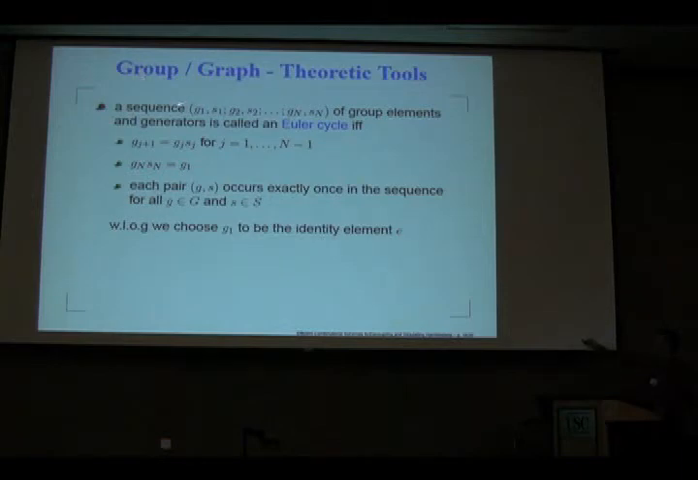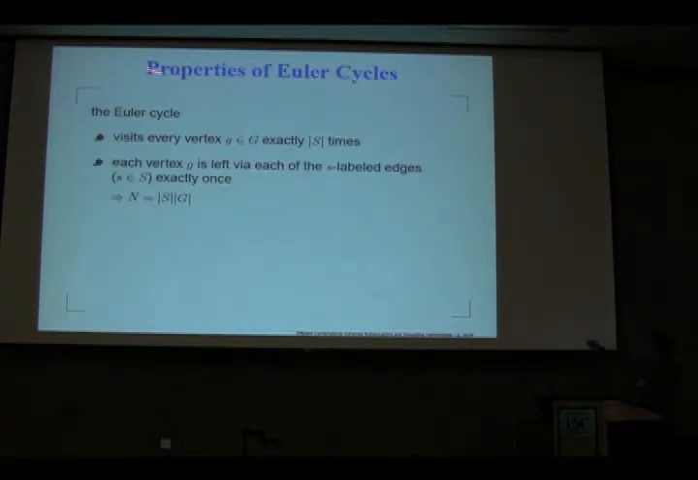Okay, and so the group elements are going to correspond to the control propagators, and these are the control Hamiltonians, the pulses. Here are some simple properties of Euler cycles. The Euler cycle visits every vertex G in G exactly as many times as the cardinality of the generating set. And moreover, each vertex G is left via each of the S-labeled edges exactly once. So it's something very balanced. Basically it means that every edge in the Cayley graph is used exactly once. And therefore this is the length of the Euler cycle.